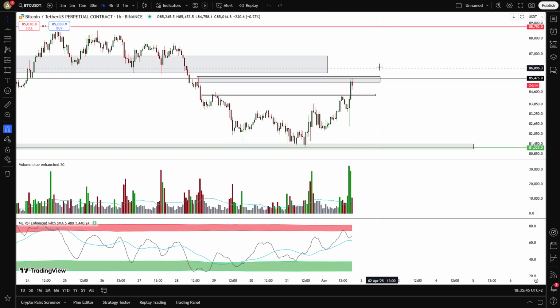And with your levels you can of course use confluences like an RSI or like a volume indicator.